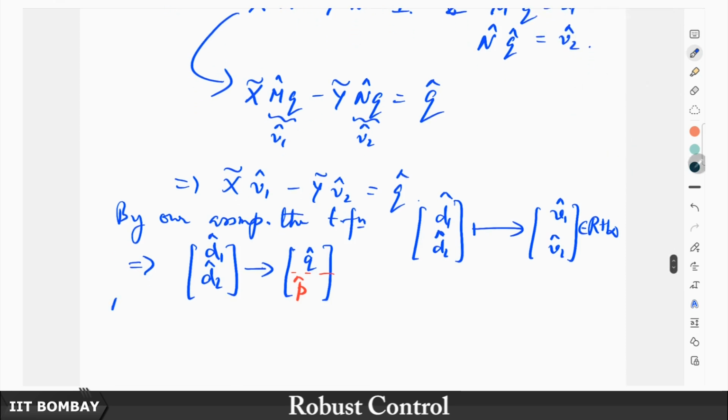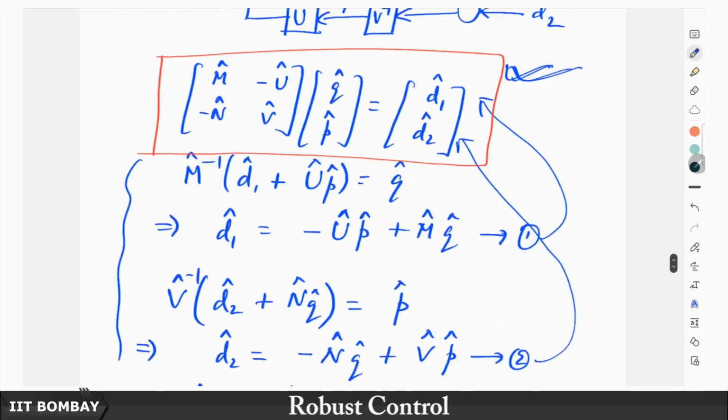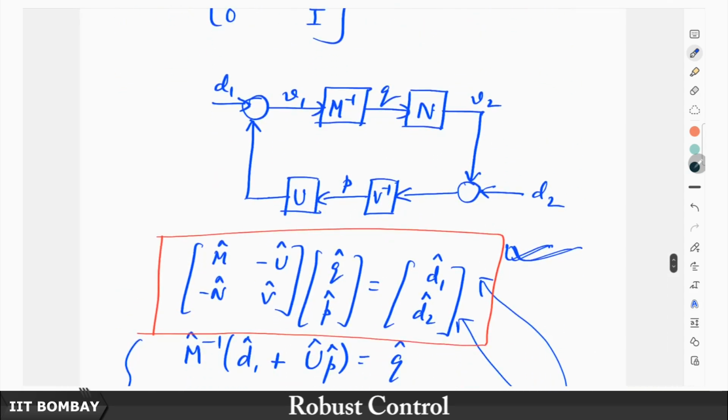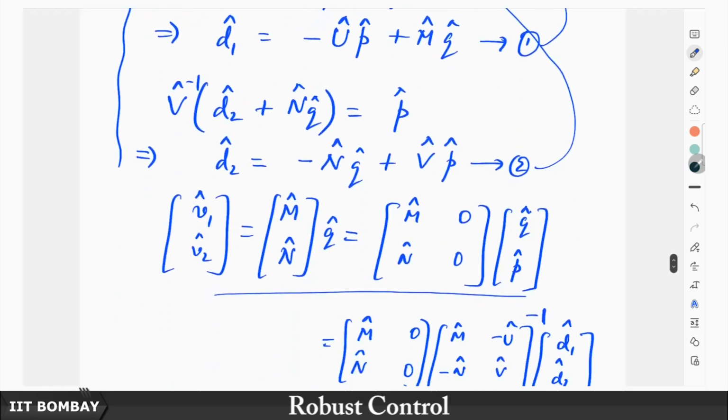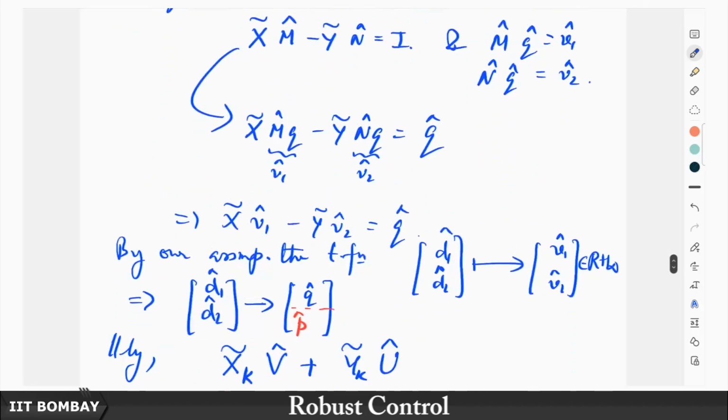For that, we similarly apply the Bezout identity to the controller. So, what is the corresponding Bezout identity for the controller? For the controller, we may write that there exist objects in RH infinity such that xk tilde, sorry, the k subscript corresponds to the controller, of course, v hat plus yk tilde u hat. Recall the structure of the controller we have drawn here. So, this u, v corresponds to the representation of the controller, is it not, right.